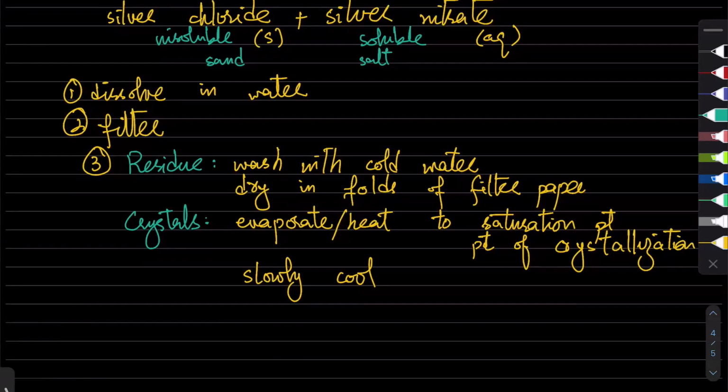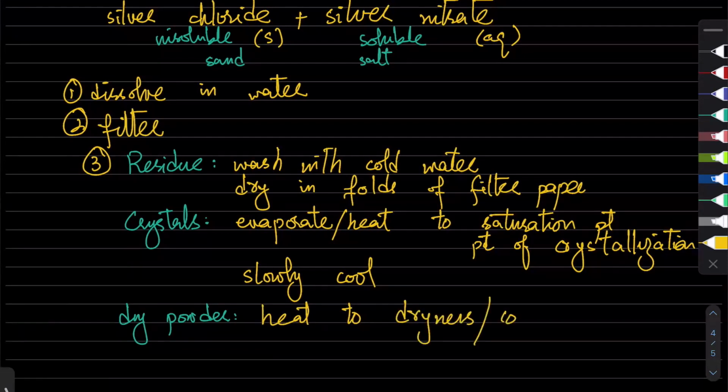If you don't want crystals, if they want dry powder, then you heat to dryness. Or if you don't want to say dryness, you say heat to constant mass. And that's how you can easily get all of this correct. Dissolve in water, filter, that's a constant. It doesn't have to be water, it can be any solvent. So for example, if they say this thing is soluble in ethanol, you take ethanol, okay? And filter, and then residue and crystals.